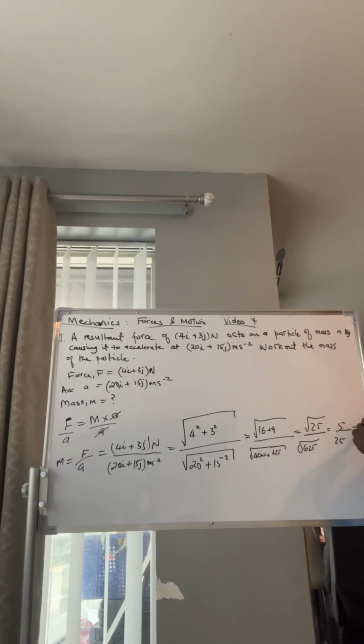So this gives you 5 over 25, which is 1 over 5. So therefore, if you divide this, you get 0.2 kilograms. So this is the mass of the particle, 0.2 kilograms.